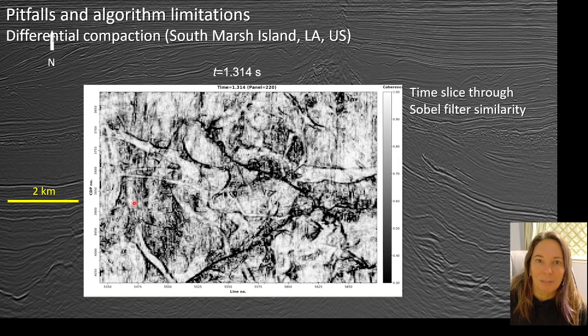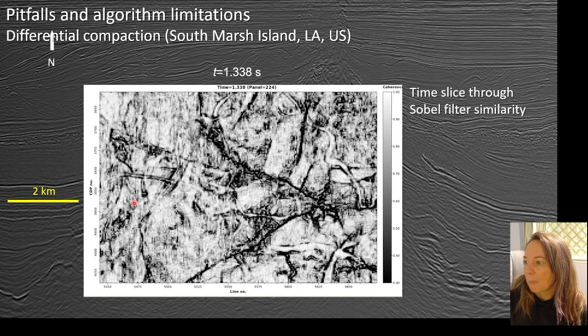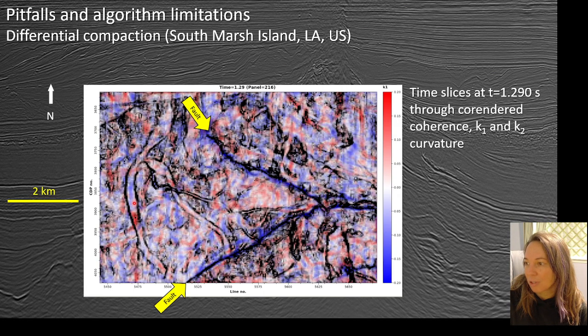Here's another display. Now we've moved 24 milliseconds deeper, so we've gone down just a little bit from the last one, and a little bit deeper still. And we just see a lot of variation in these channel patterns. And so this is a very complex system. The channels aren't well defined in the vertical component. So while we can use coherence to pick them out, curvature isn't able to pick up the curvedness because they are so subtle and so different.